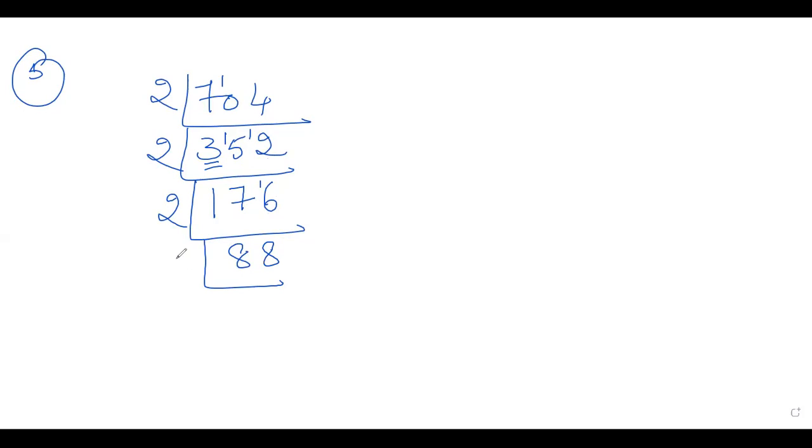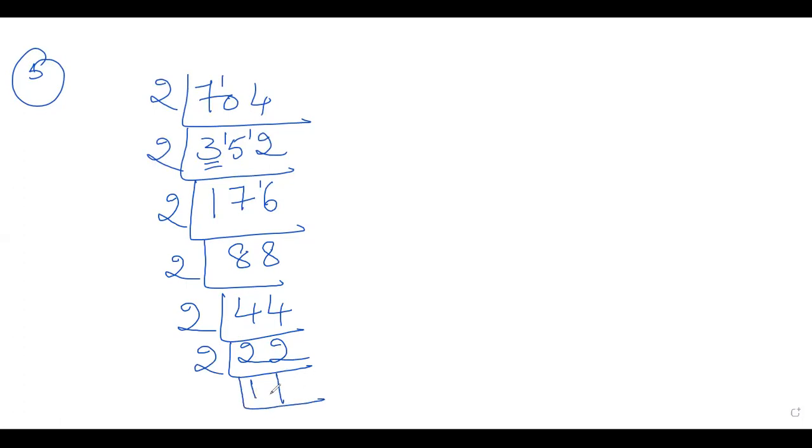Otherwise, you will get confused. Again by 2. 2 4s. Again by 2. 2 2s. Next, 2 1s. We have 11 here. So 11 is a prime number. It is not divisible by any other number. So divide it by 11. 11 ones are 11. Now how many 2s are there? 1, 2, 3, 4, 5, 6. Write 6 times.